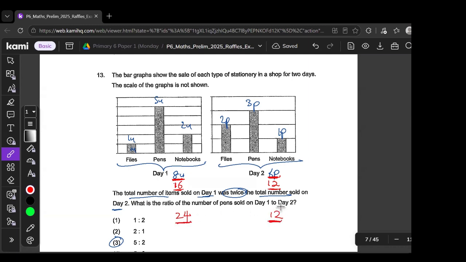And that's what you want. You want the total in day 1 to be double. So can we change the day 1 into 24? How do you do that? Times 3. And then your day 2, you want to make it 12, right? Then you times 2. So you have 8 times 3 become 24. So 1 times 3, 3. And then 5 times 3, 15. And 2 times 3, 6. So you add together become 24 already.